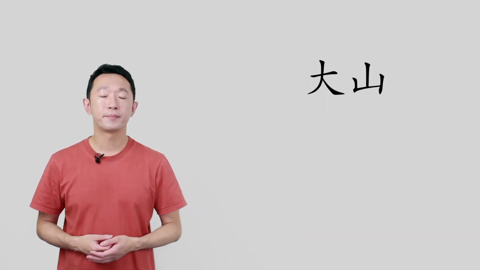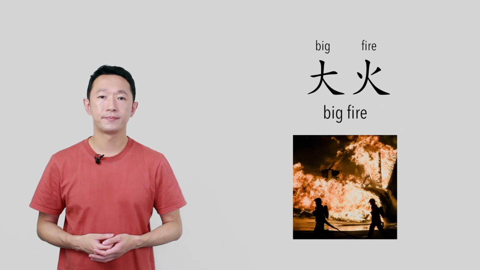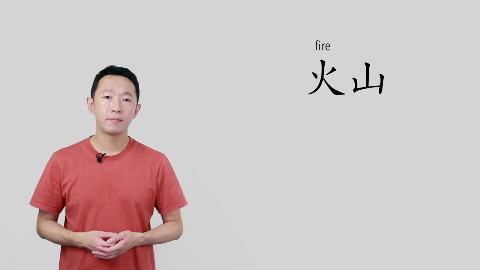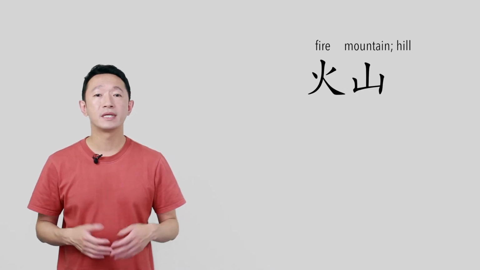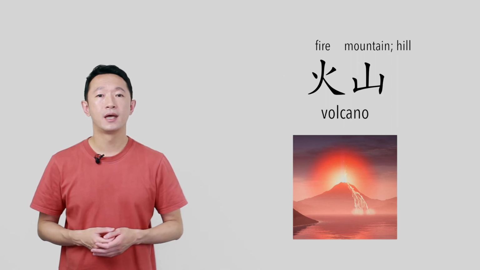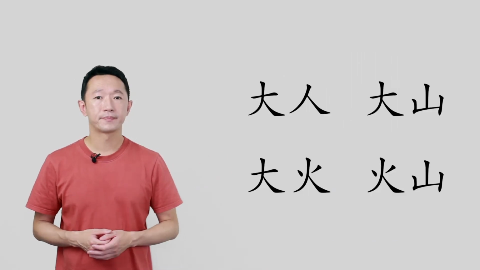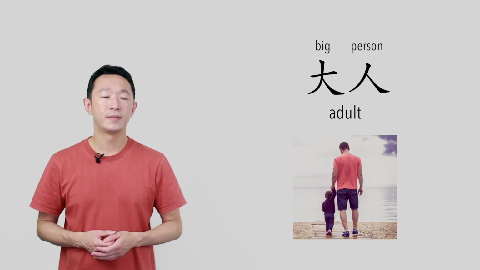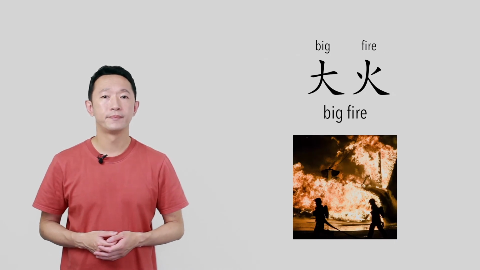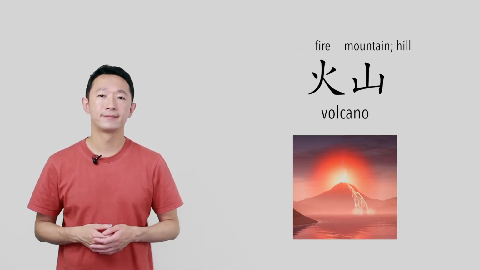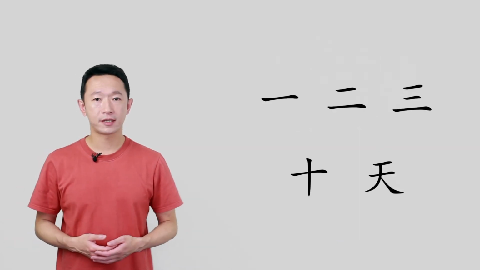大山, big mountain. 大火, big fire. 火山. 火 means fire. 山 means mountain or hill. 火山 actually means volcano. Please follow me to read them again. 大人，大山，大火，火山。Let's learn another 5 characters.